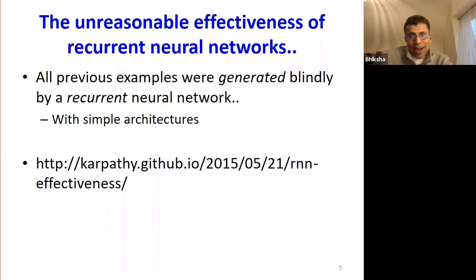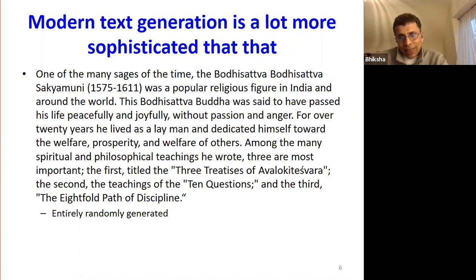Of course, the state of the art in text generation uses much more sophisticated models and is actually way better. Like this one. One of the many sages of the time, the Bodhisattva Sakyamuni, was a popular religious figure in India and around the world. There are dates, 1575 until 1611. This Bodhisattva Buddha was said to have passed his life peacefully and joyfully without passion and anger. For over 20 years, he lived as a layman, observed the consistency with the dates, and dedicated himself towards the welfare, prosperity, and welfare of others, and so on. This looks like a little biography, and it's entirely randomly generated.